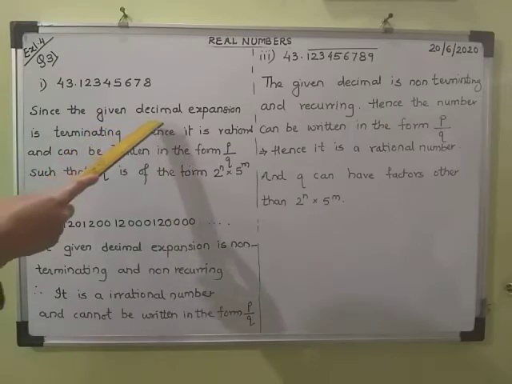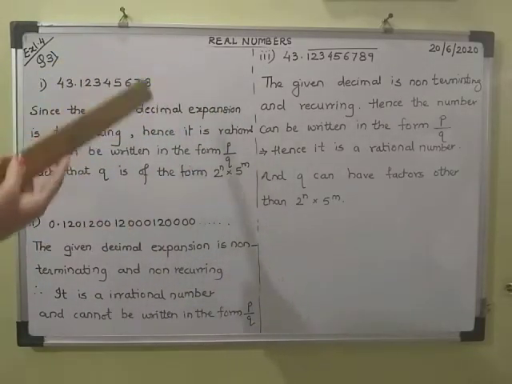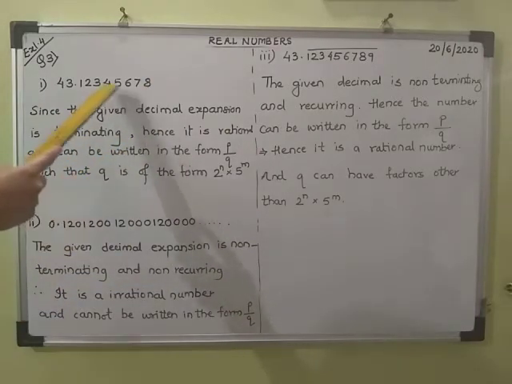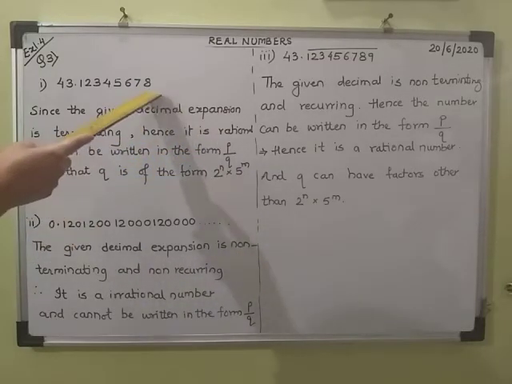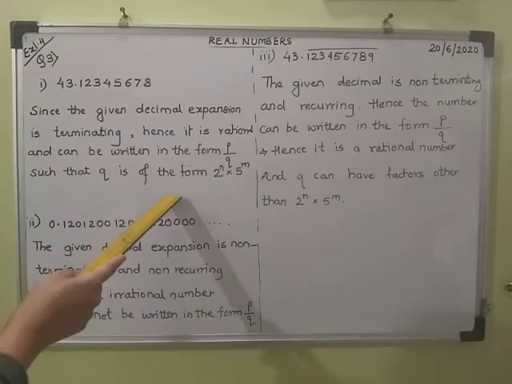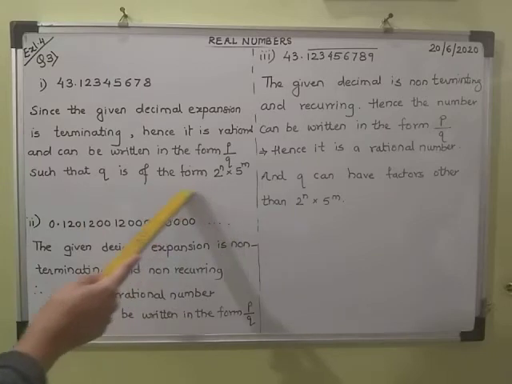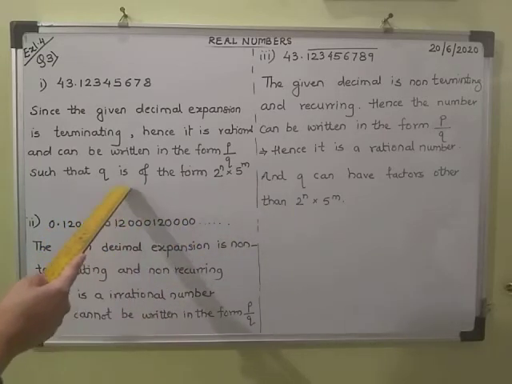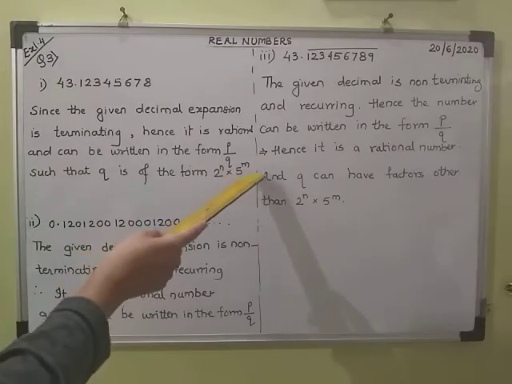So since the given decimal expansion is terminating, it terminates, nothing further. You don't see a recurring sign as well. So hence it is rational because it is terminating, and it can be written in the form p upon q. And how? Since it is terminating, in the previous examples we have seen that when it is terminating, then q is of the form 2 raised to n into 5 raised to m. So this is about the prime factors of q. Okay, the q will have prime factors in the form 2 raised to n into 5 raised to m.